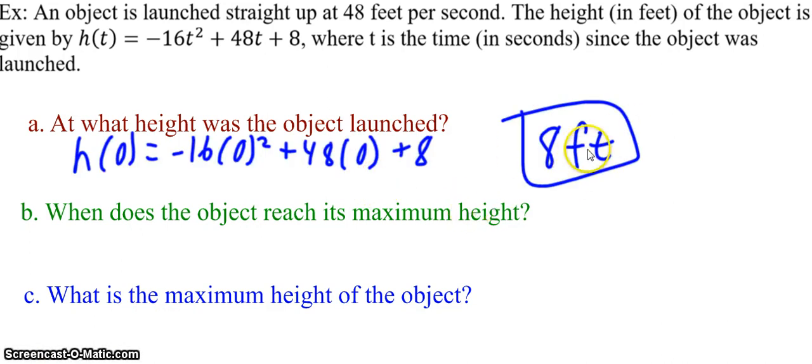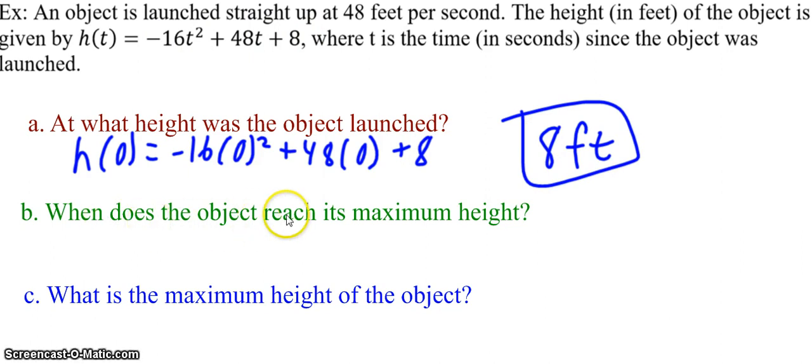Alright, so hopefully you got 8 feet. How do we come up with that? So again, if you think back to my race analogy, right before you start the race, there's 0 seconds on the clock, right? So right before I launch something and time it, there's 0 seconds that have gone by since I launched it. So I plug in 0 for t. Another way to say this is that it's the y-intercept. And since this is ABC form, I know that that's just 8.